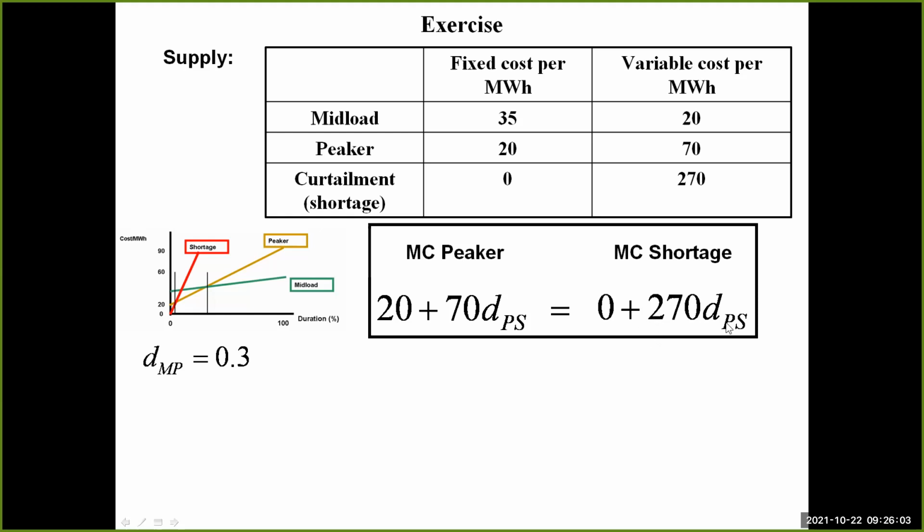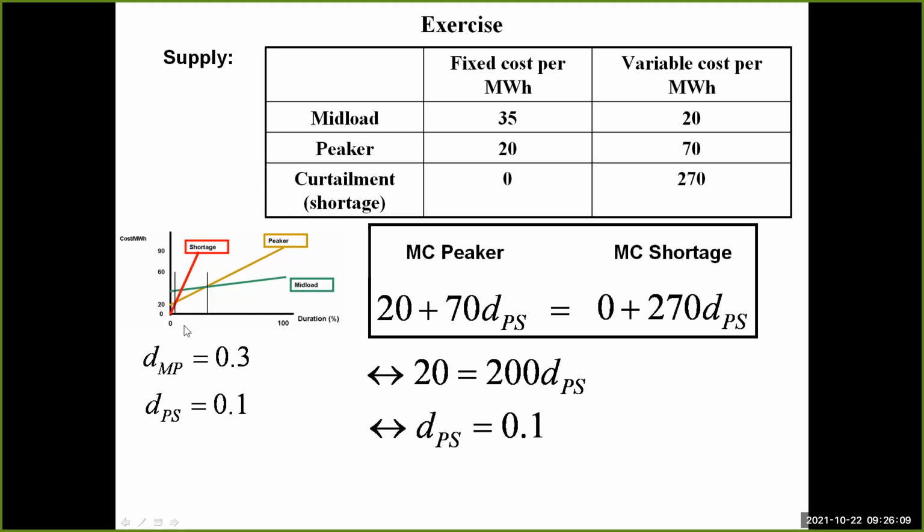That is 270 times the duration here, and I calculate it and I get a duration of 0.1. And so now I've calculated the durations here for what is the cheapest. So if the duration is above 0.3, mid-load. Between 0.1 and 0.3, I provide the electricity with the Pika. If the duration is less than 0.1, I just don't provide some of the electricity. Some people are going to be cut off.